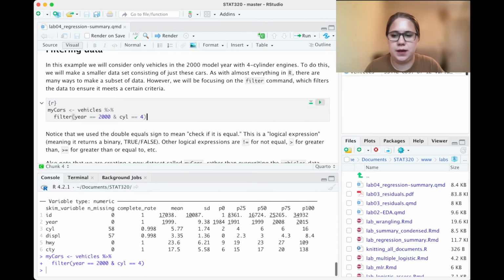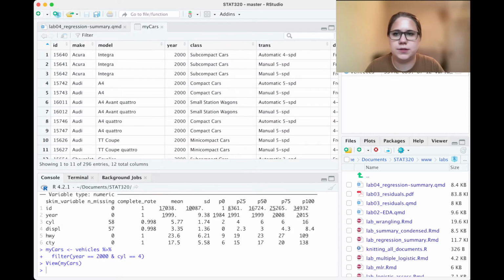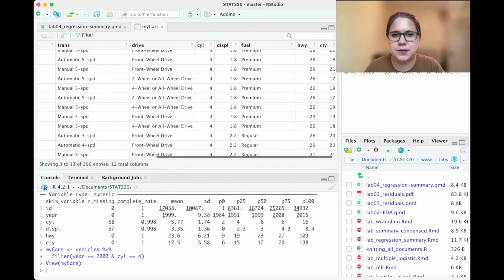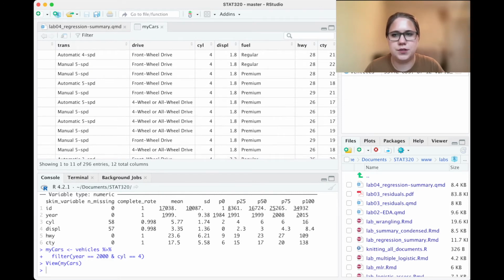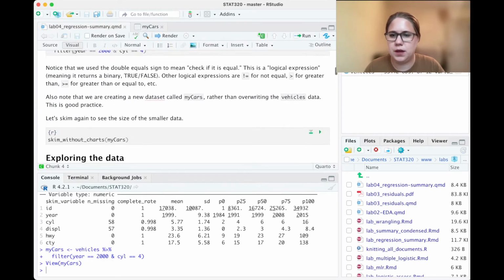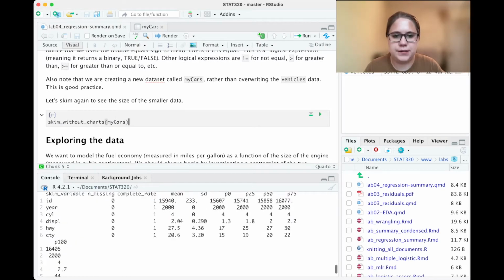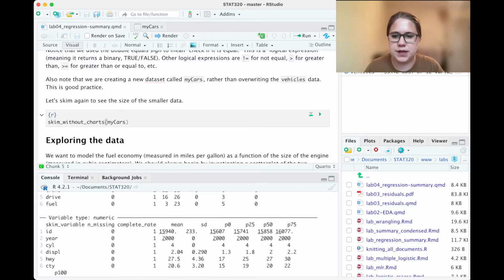So I click play on this. And now I have a new data set. It's in my environment. It says 296 observations of 12 variables. I'll click on it so I can see it. So all the years are 2000. When I go over, all the cylinders are 4. And I could skim again to look at my smaller data set. So in this data set, the mean year is 2000, the minimum is 2000, the maximum is 2000 because we filtered it, but I could see the statistics for the other variables.